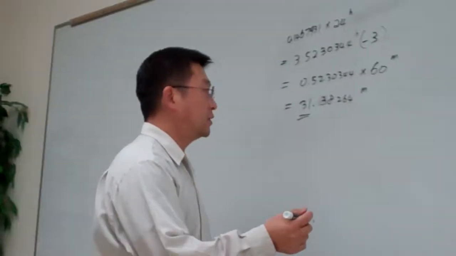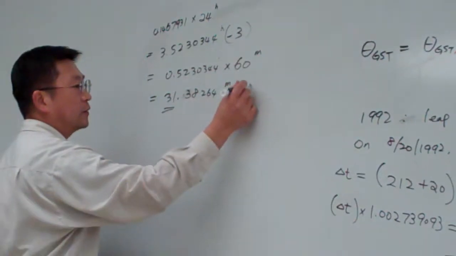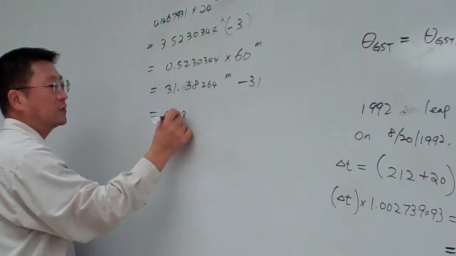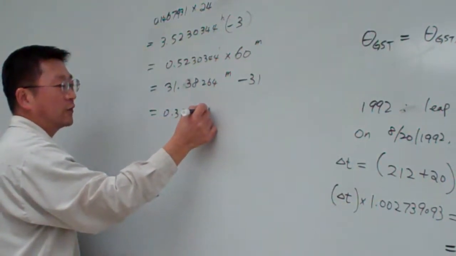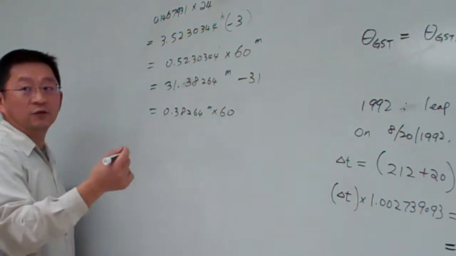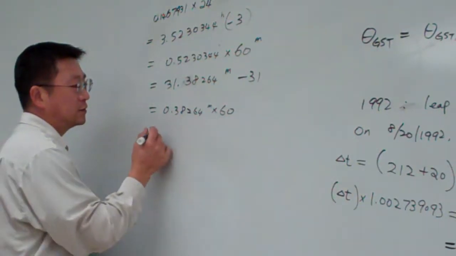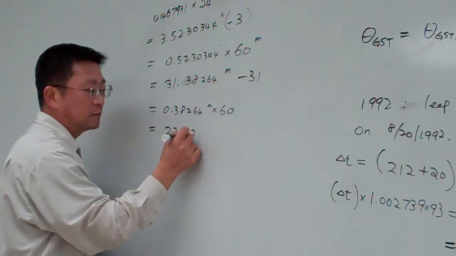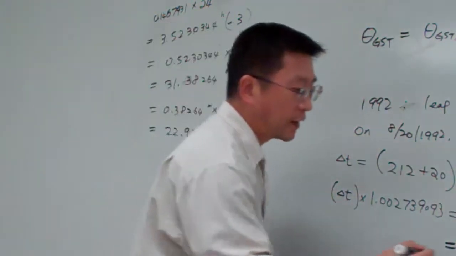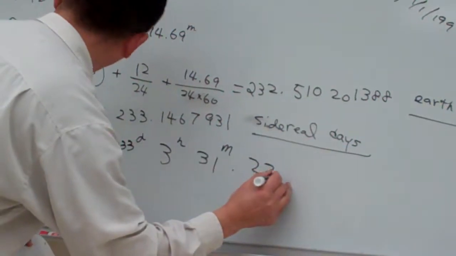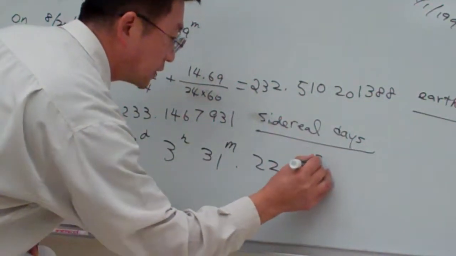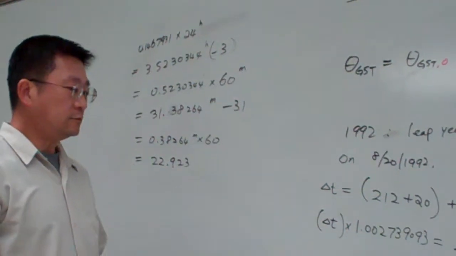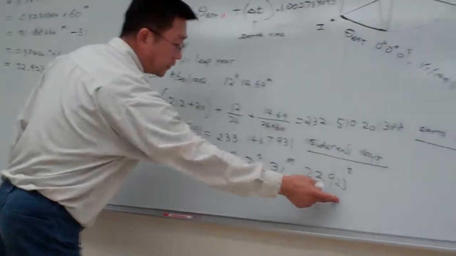And then keep continuing. You subtract 31, so you have 0.382064. Right now it is a portion of the minute. You multiply with 60 to get into seconds. How many? 22.92384. Good enough. So that is 22.923 seconds.